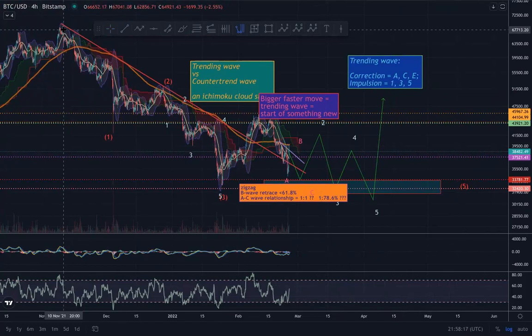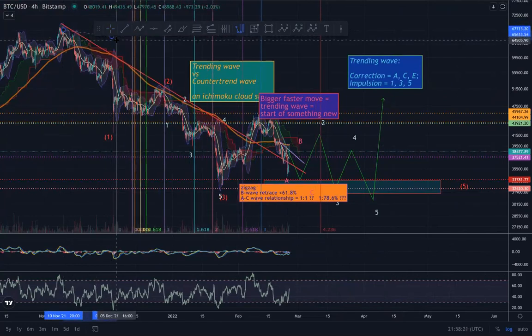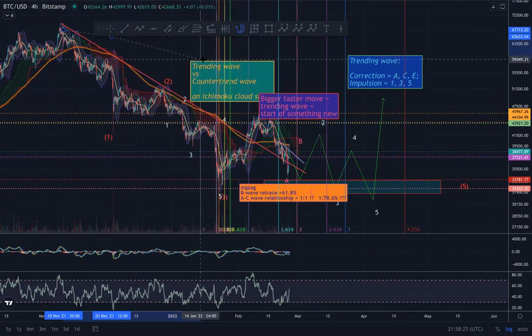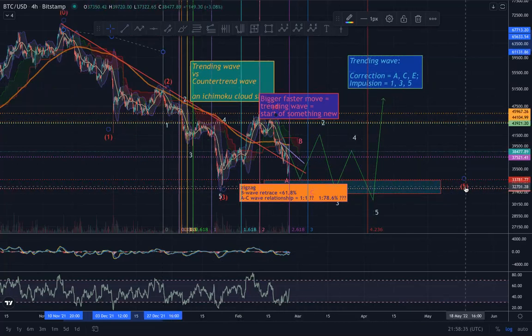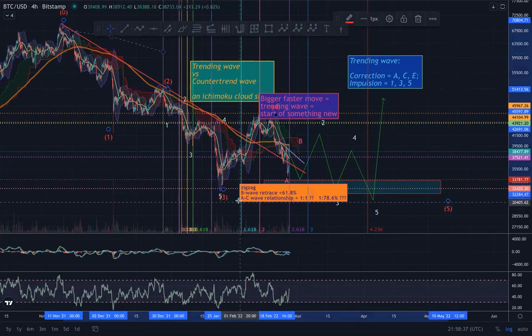1, and then the 3 starts about here. The 3 is just more than 1, but less than 1.618. So the 5 would be just more than 2. This whole 5, this red 5, would be between 2 and 2.618 of this 1 move. Okay, so we're going to do that.